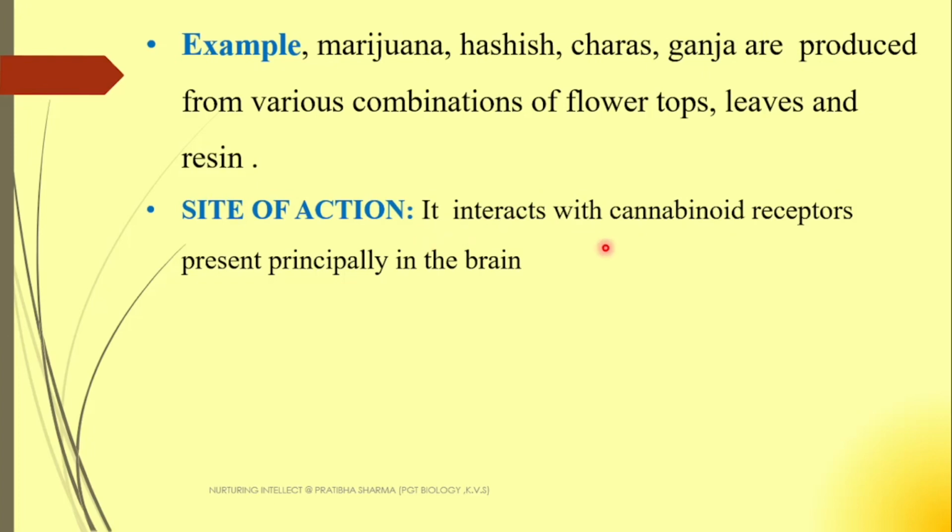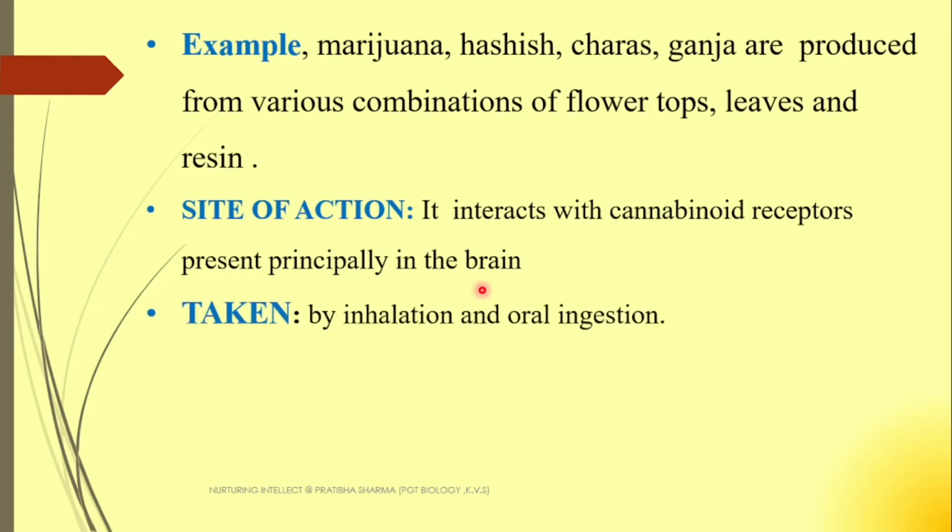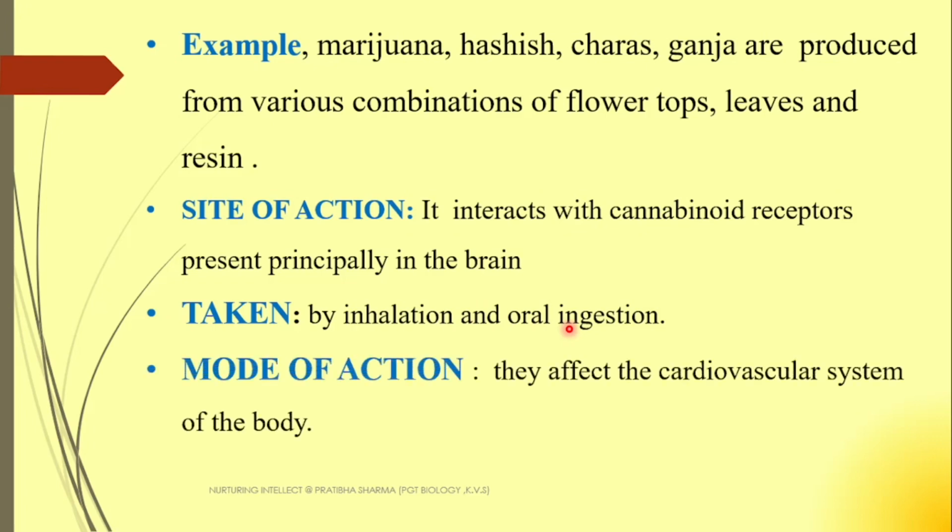There are cannabinoid receptors present in the brain where these drugs go and bind. They are taken either by inhalation or oral ingestion. Mode of action, they affect the cardiovascular system of the body.